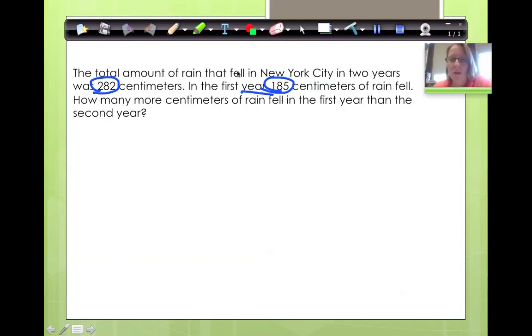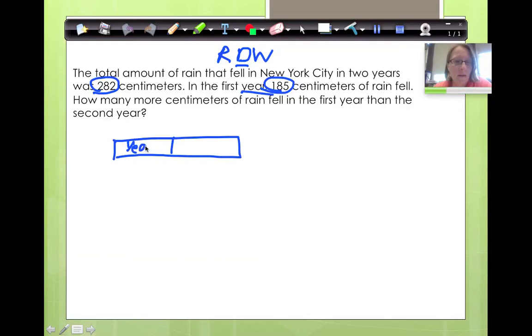So first we're doing the RDW process. That was read, draw, write. We read it, now let's draw a picture. Okay, so let's start maybe with a tape diagram. Tape diagrams are always handy tools. Let's put year 1 here. And then this would be year 2, and this would be my total, right? Okay, so what's my total?